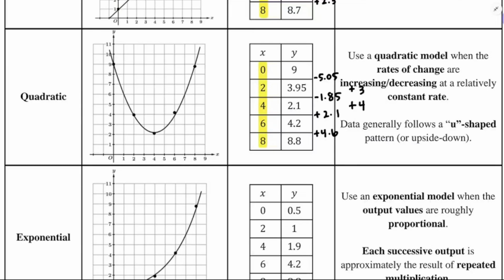And then from 2.1 to 4.6, that would be about an increase of 2.5 or so. So we're seeing roughly constant second differences, and so that would give us evidence we were looking at a quadratic relationship.